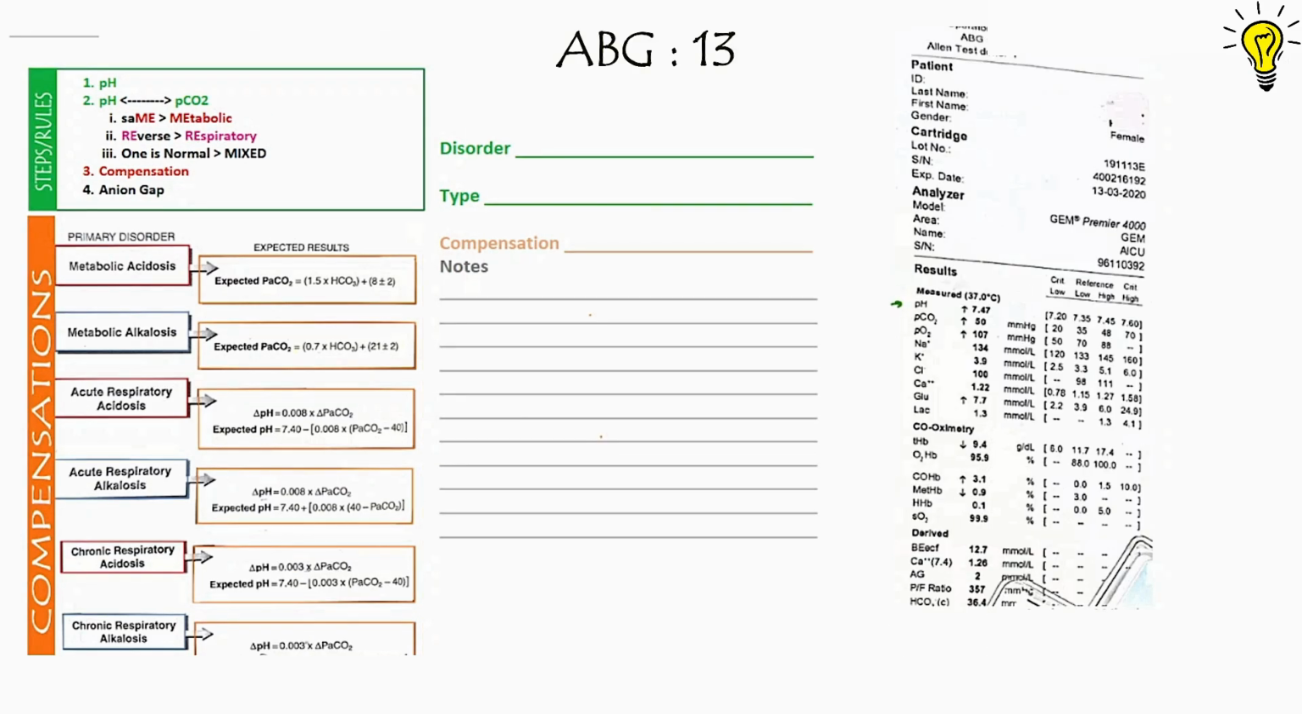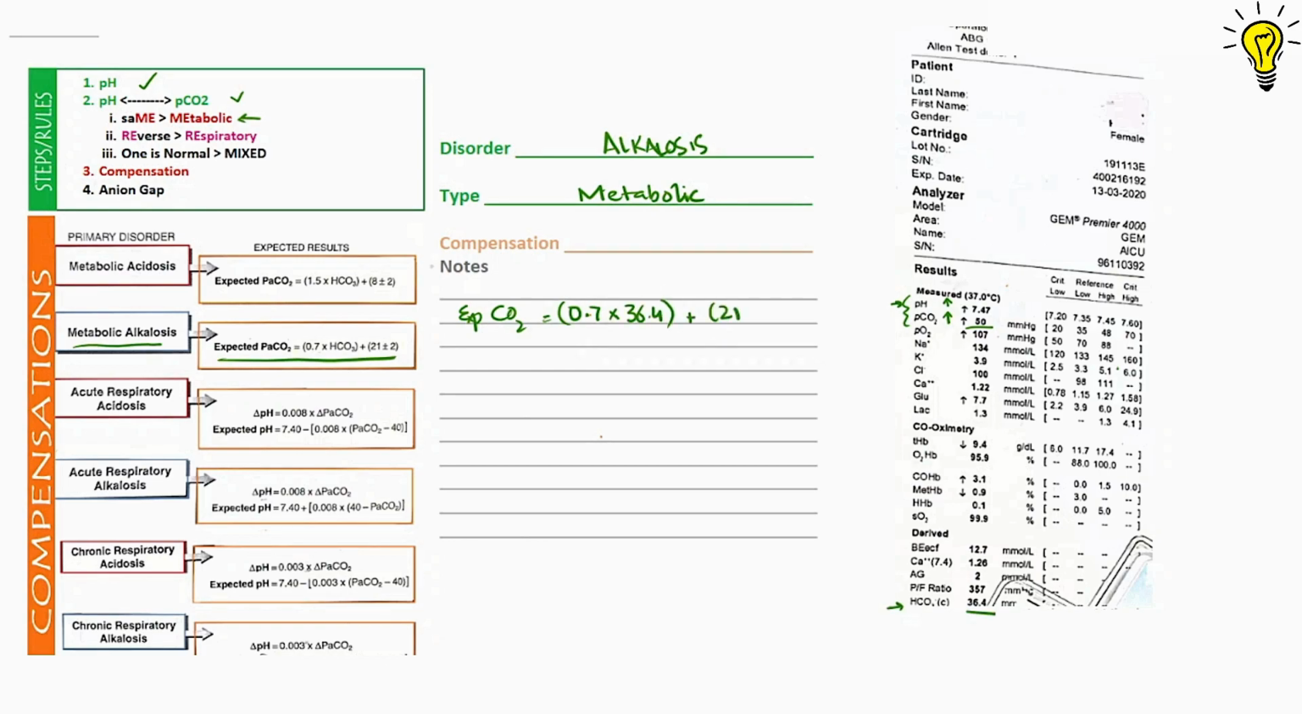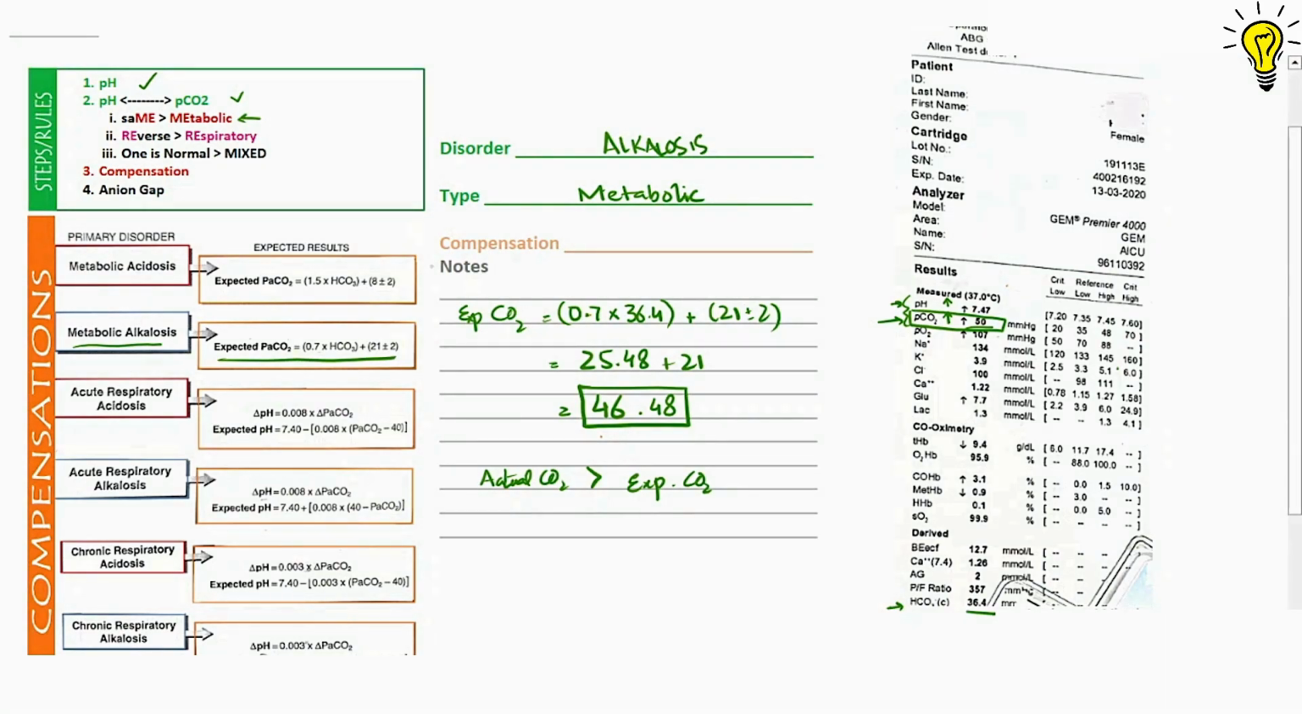ABG 13, pH is upwards, so alkalosis. Carbon dioxide is upwards, so in the same direction, hence metabolic, right? Now the formula for compensation of metabolic alkalosis, the expected carbon dioxide should be around 46.48. What's the carbon dioxide level on ABG? 50. So again, the actual carbon dioxide is even greater than the compensated one for metabolic alkalosis, hence overcompensation area. Hence, primary metabolic acidosis with secondary respiratory acidosis.